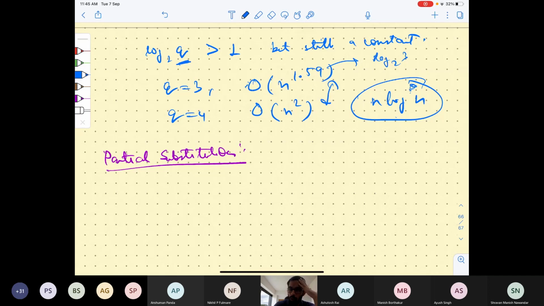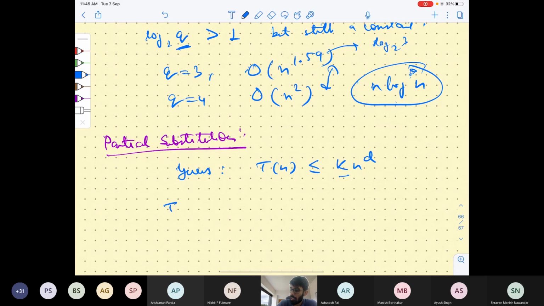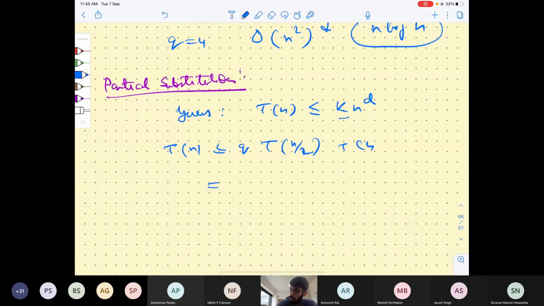So suppose we guess T(n) is less than or equal to some K n to the d. We guess that it is some polynomial, but we don't know what power it is going to be and what is going to be the constant, right? So now, again, let's write the recurrence and substitute. T(n) is less than or equal to q T(n over 2) plus cn, less than or equal to q times K (n over 2) to the d plus cn, right?